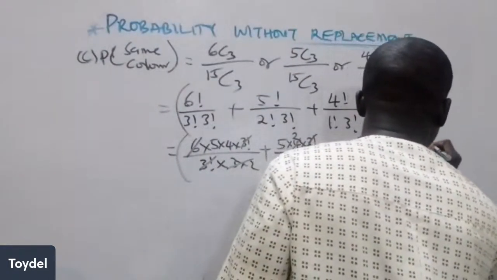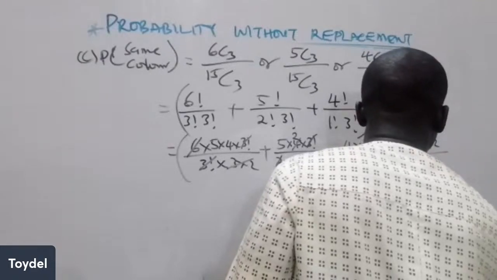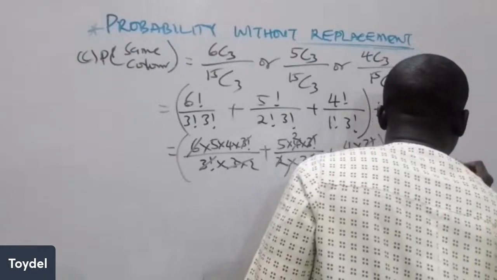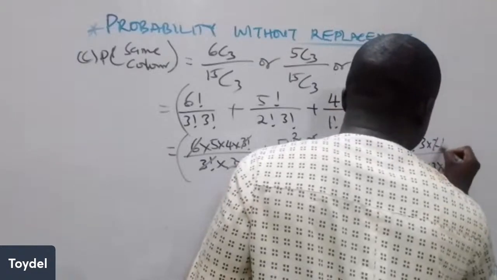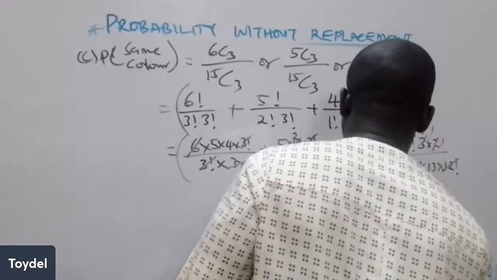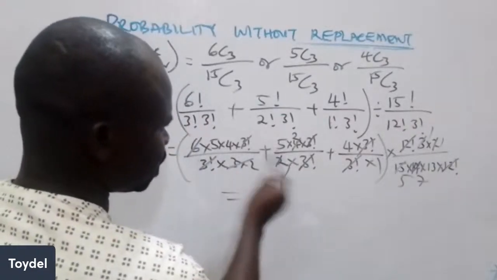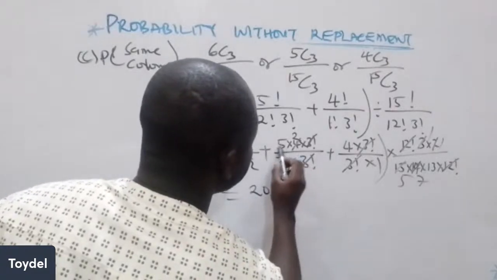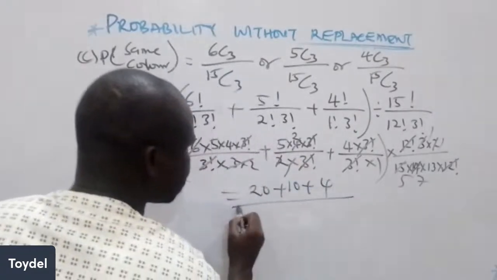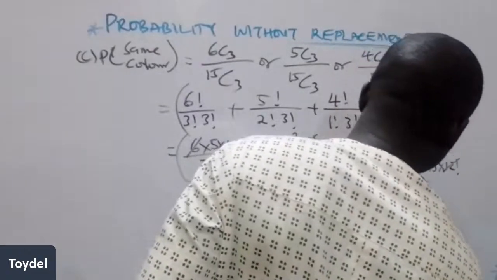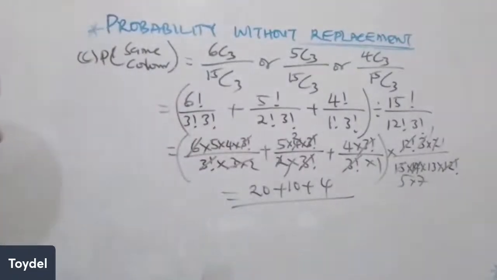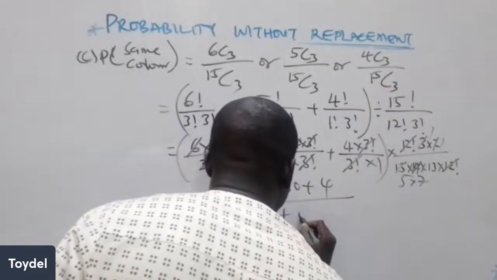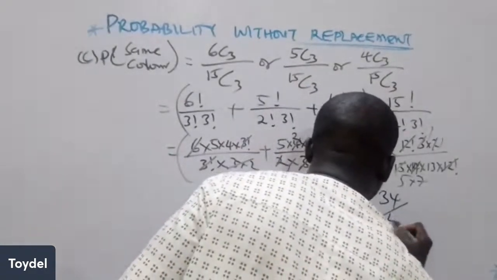So I will have 12 factorial times 3 times 2 all over 15 times 14 times 13 times 12 factorial. 12 factorial will cancel 12 factorial. 2 here 1, 2 here 7, 3 here 1, 3 here 5. At the end of the day, 4 times 5 is 20, plus 5 times 2, 10, plus 4, everything all over. I've done all the cancellation. I will have everything equal to 5 times 7 times 13, and that will be 455. So the final answer will now be 34 all over 455.